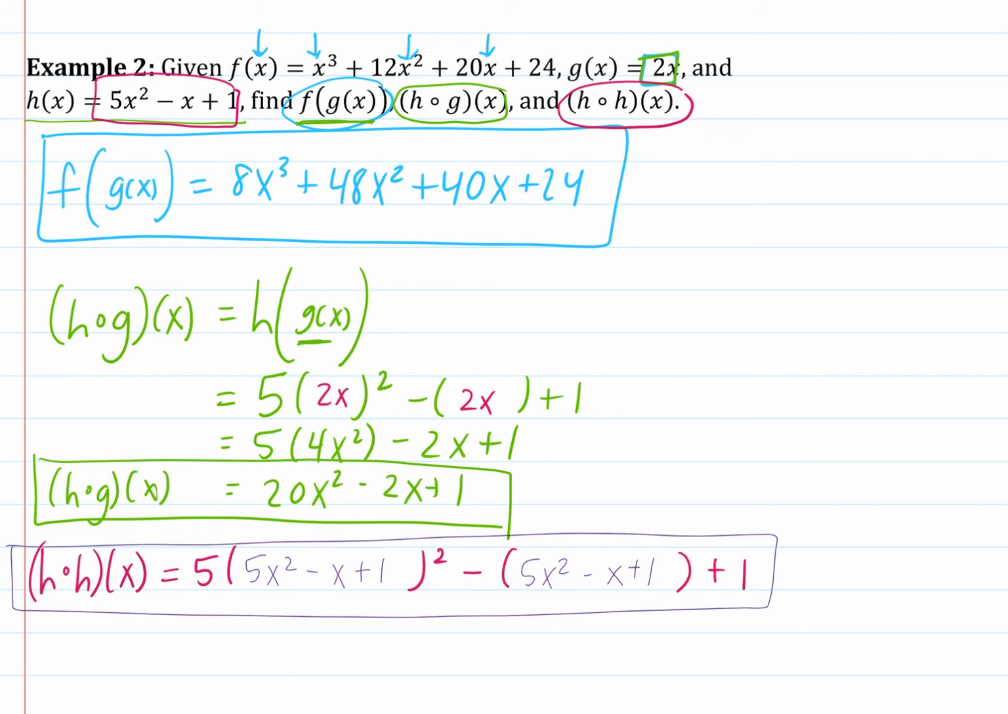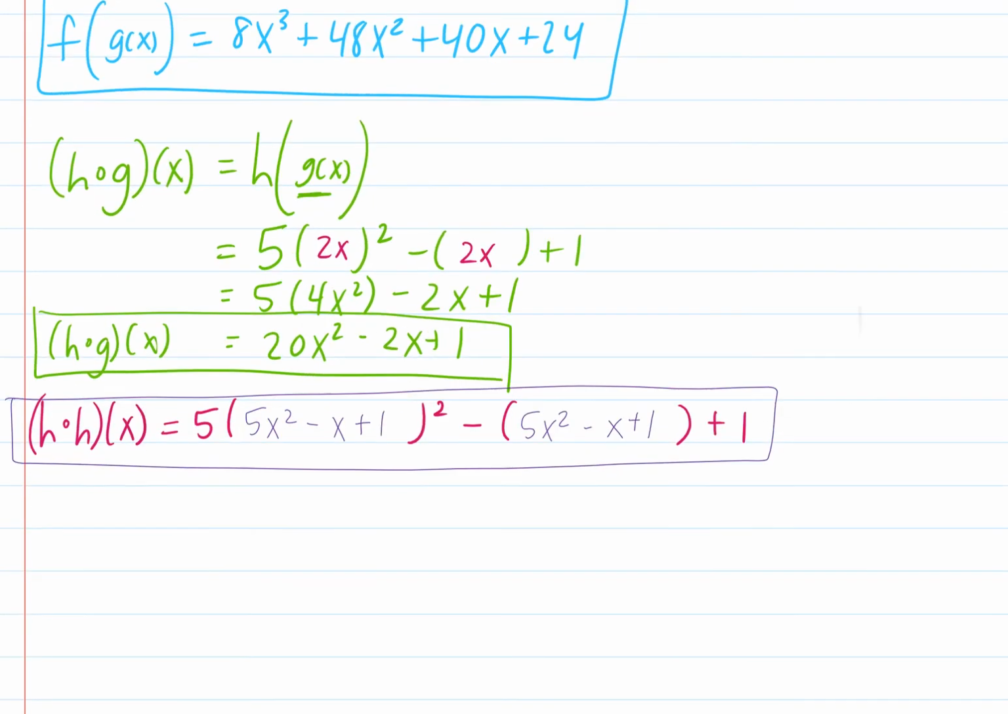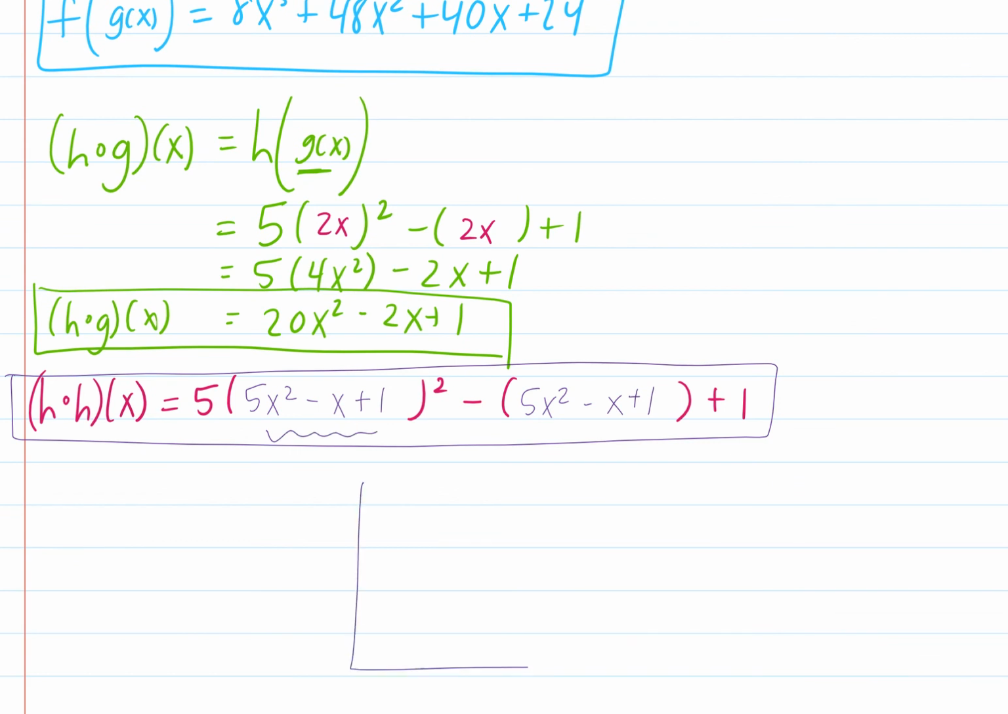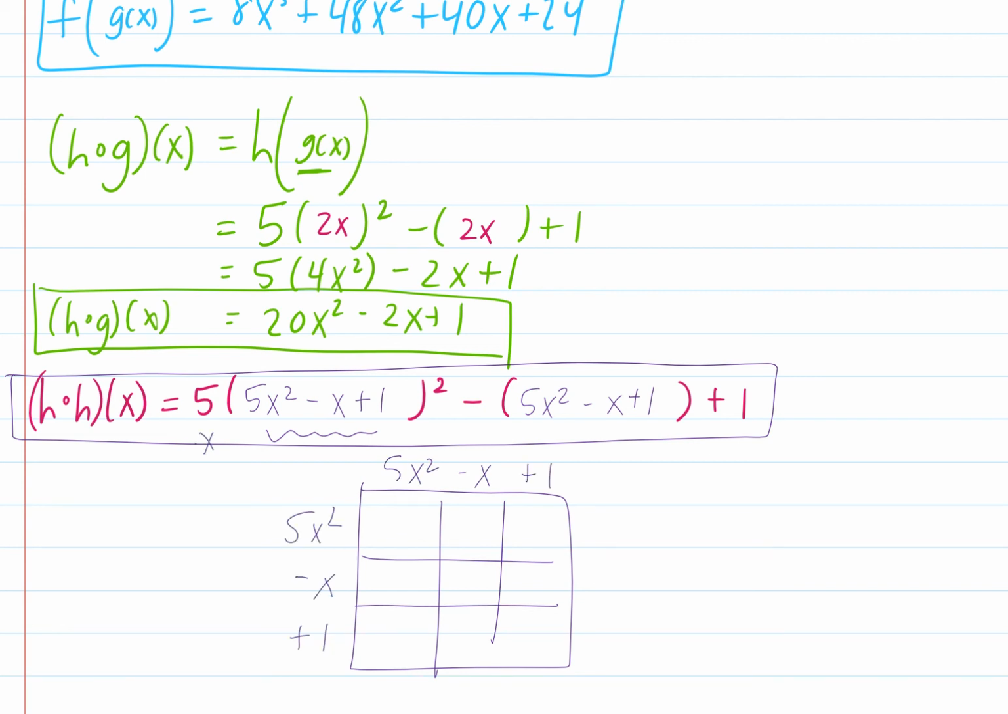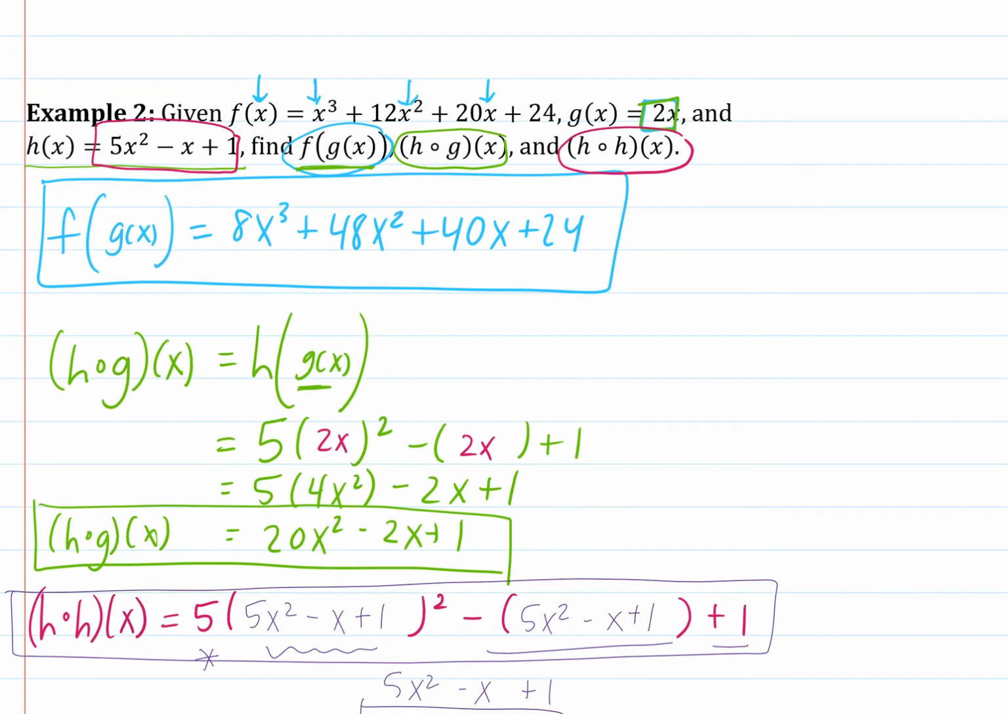If the example said, write your answer in standard form, to square this term, I would need a gigantic box method, right? With 5x squared minus x plus 1 times 5x squared minus x plus 1. And then I'd still have to multiply by 5. I'd have to subtract all these terms and add 1, all of which you're very capable of doing. It's just kind of tedious. Since, let's go back to the question. It didn't ask me to express the functions in standard form, so this sort of unsimplified form is totally fine because it shows all I have to do is take the function h and put it inside itself.